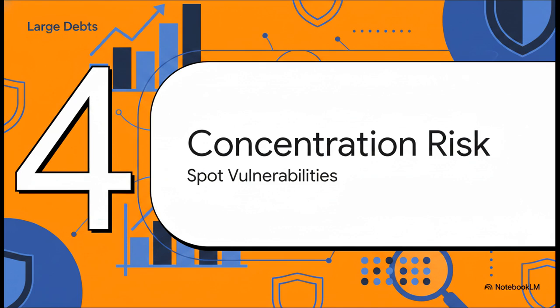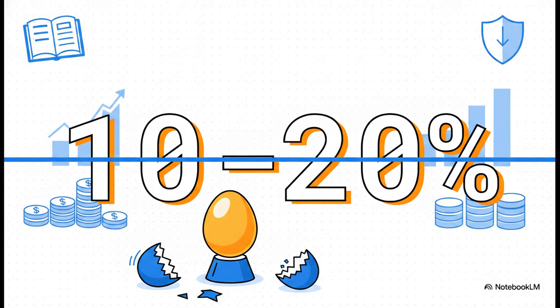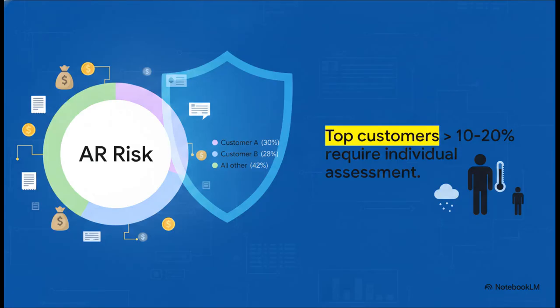Let's talk about spotting portfolio vulnerabilities. Reviewing your aging report is going to inevitably lead you to one final operational check, identifying who owes you the most money. This 10 to 20% range, that's your tripwire. If any single customer represents more than 10 to 20% of your total receivables, you've got a concentration risk that demands a serious individual assessment. Basically, you have way too many eggs in one basket, and your standard historical loss rates just aren't going to cut it anymore.